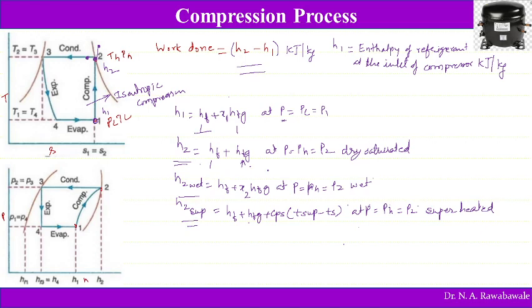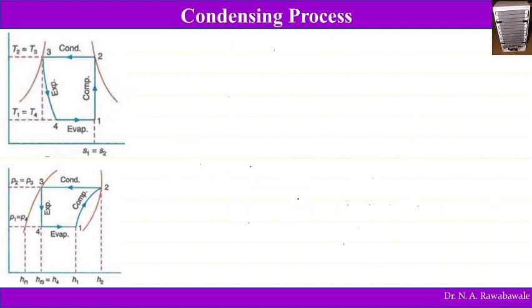So now coming to this condensation process, when refrigerant enters into this condenser at point 2 and comes out at point 3, it is entering at high temperature, high pressure, and when it enters into this condenser, it rejects heat to the surrounding, Q out. The amount of heat rejected is given by the difference of enthalpy from 2 to 3.